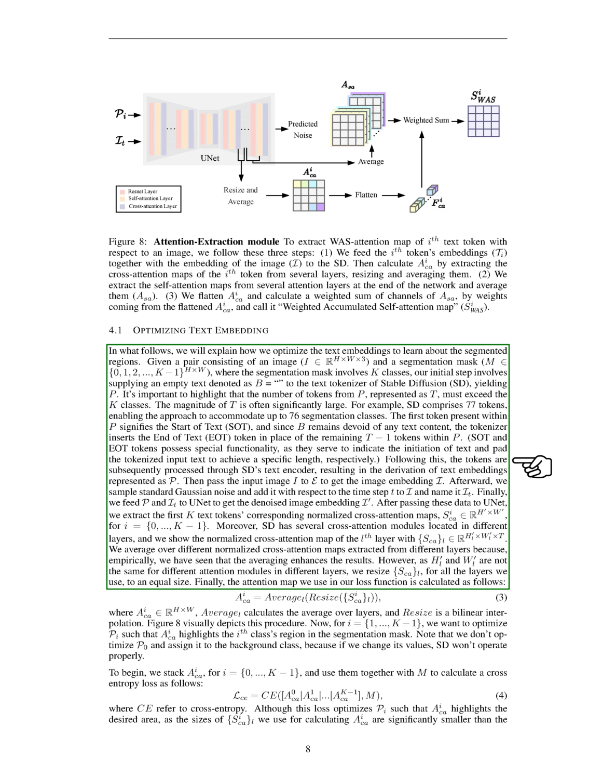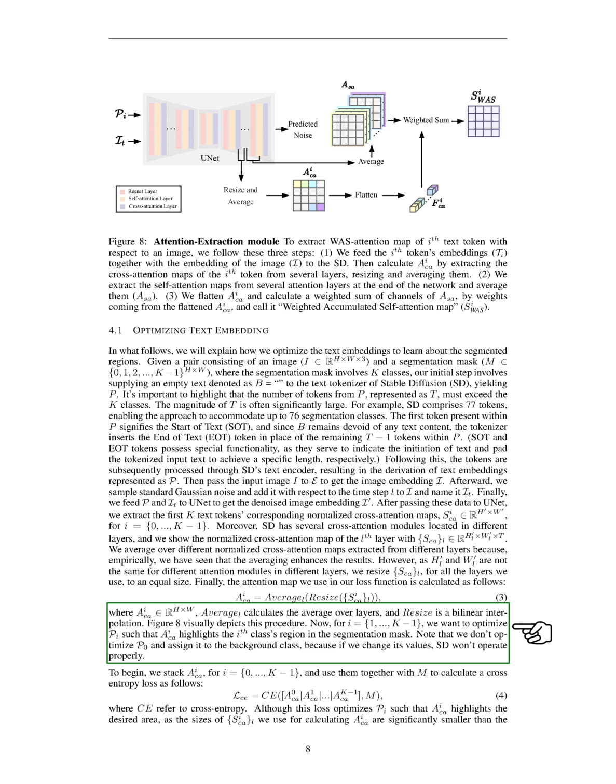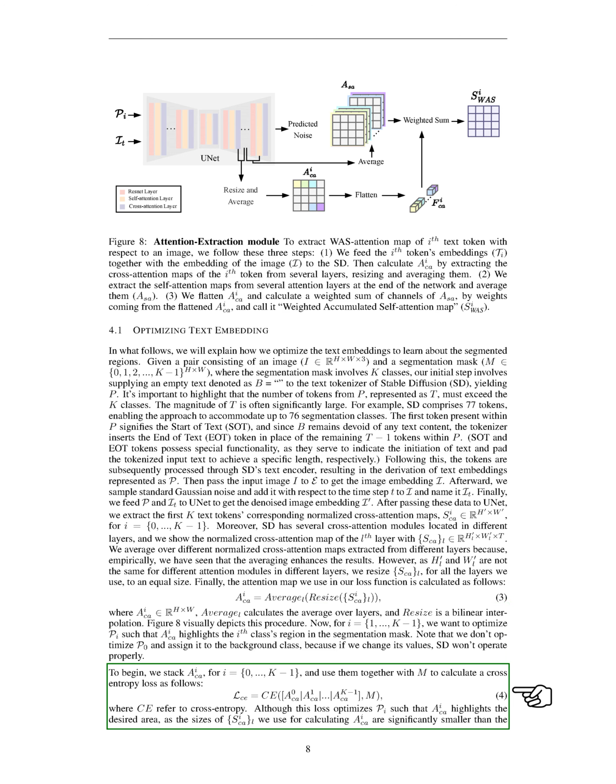Next, we extract the cross-attention maps corresponding to the first K text tokens. We average these maps across different layers to enhance the results. The final attention map used in our loss function is calculated by averaging the resized cross-attention maps. We then optimize the text embeddings so that the attention map highlights the region of the segmentation mask corresponding to each class.